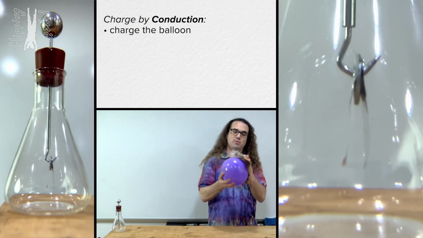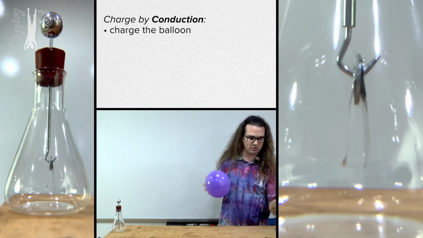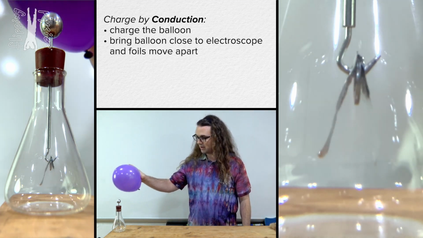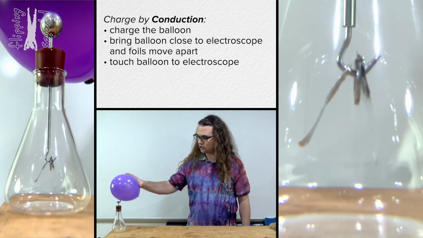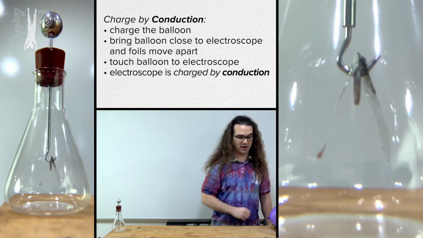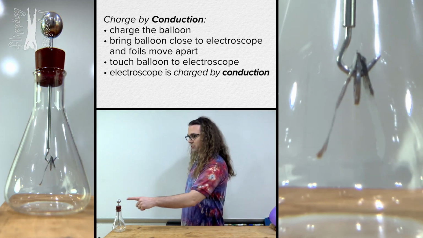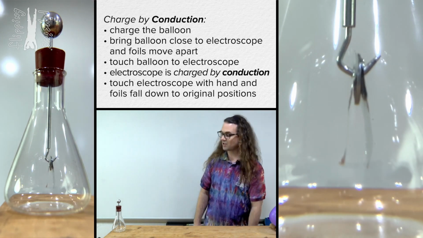Sure. Here we go. First, I'm going to charge this rubber balloon by rubbing it against fur. So now we have a charged rubber balloon. I bring it close to the electroscope, and you can see the foils of the electroscope begin moving apart. And then when I touch the electroscope, I have now charged the electroscope via conduction. So this is a charged electroscope via conduction, and I can touch the electroscope with my finger, bink, and the two foils move back to where they started.